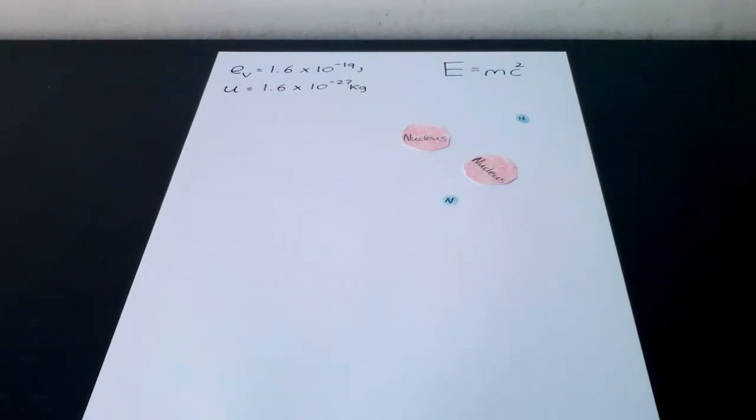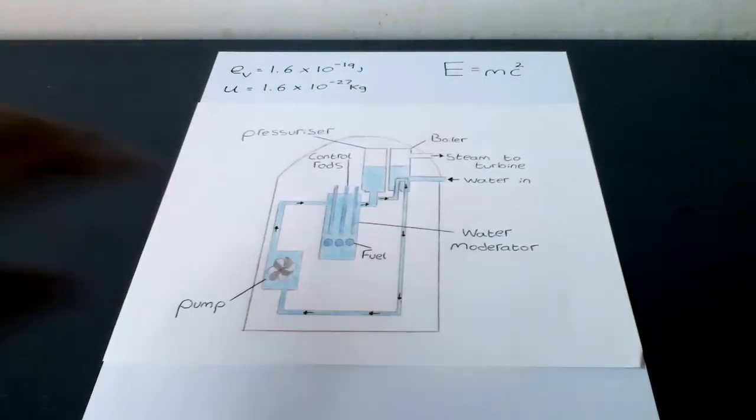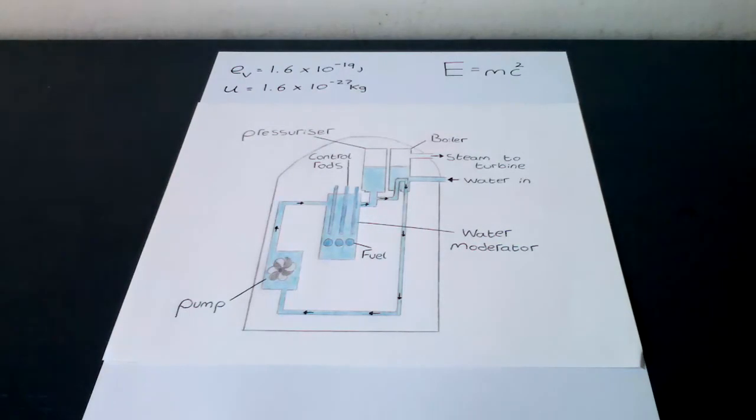The most common type of nuclear reactor is the pressurized water reactor, like this one. This design uses water as a moderator and as a coolant. The water is kept at high pressure to stop it boiling, even at 320 degrees centigrade, and driven by powerful pumps to a boiler, where it produces steam to drive turbines and produce electrical energy.